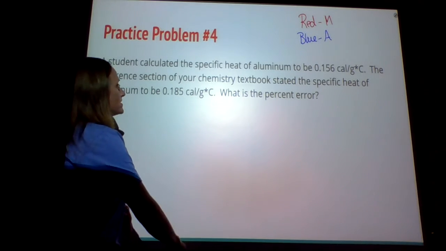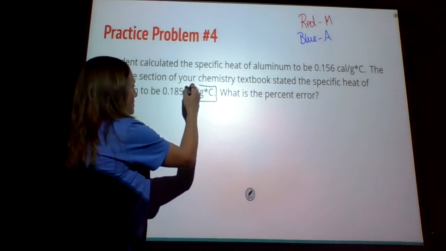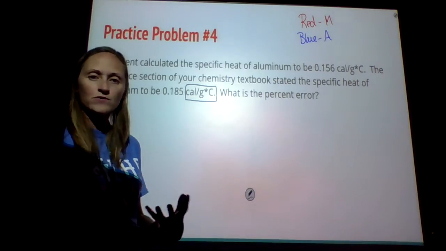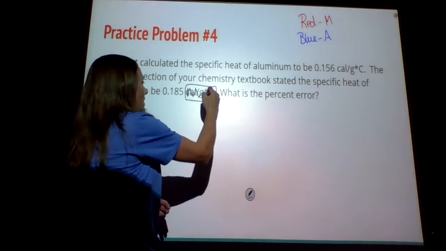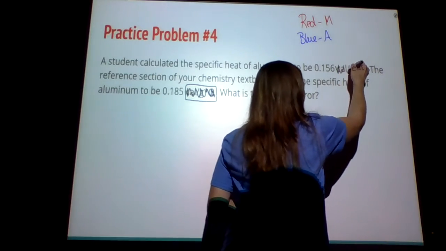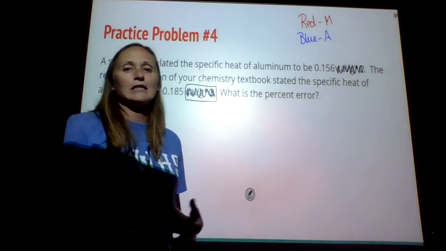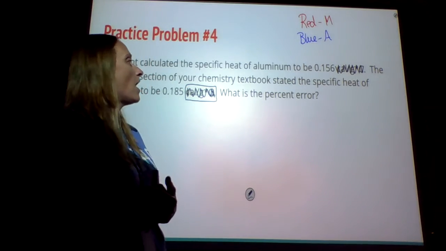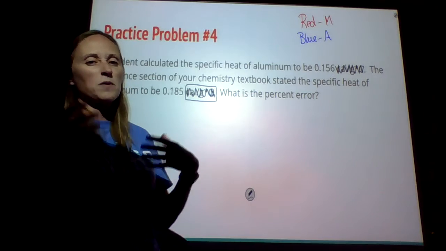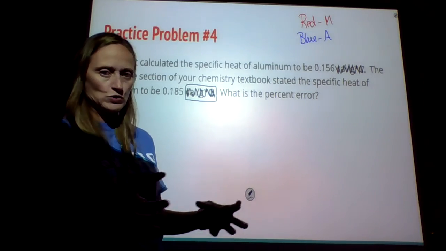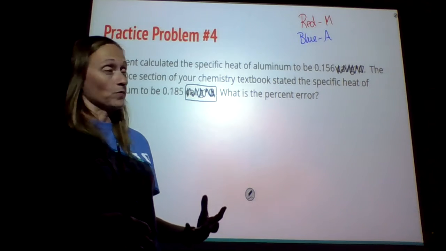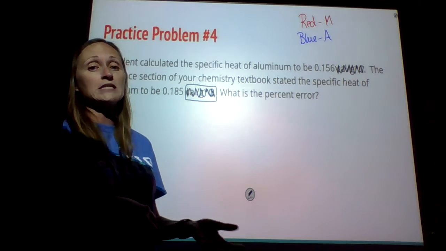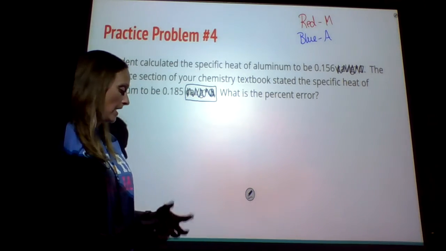First off, if this information, calories over grams times degrees Celsius, is confusing you, scratch it out. This is the specific heat label or unit, like meters is m, centimeters is cm, grams is g. We'll be working with specific heat, and we'll talk more about the definition and why it has all of those units in unit 2. If that's confusing you, scratch that out and just focus on your numbers, because remember, your percent sign is what we need with our answer.